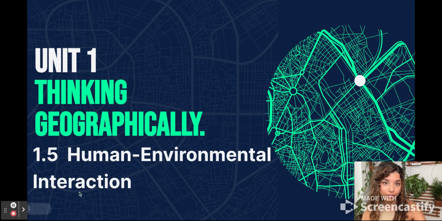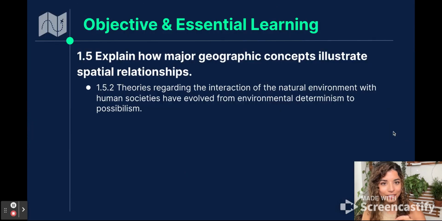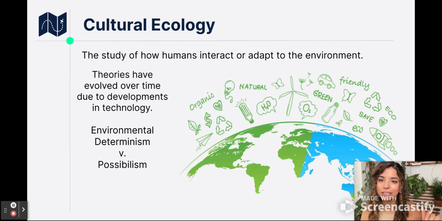This is one of the 5 themes of geography, and we are nearing the end of this unit as well. So for this objective, you need to be able to explain how major geographic concepts illustrate spatial relationships. So this is almost a continuation or a growth of the previous one. The main focus has to do with theories regarding the interaction of the natural environment with human societies and how that has evolved from environmental determinism to possibilism. So let's take a look at what that means.